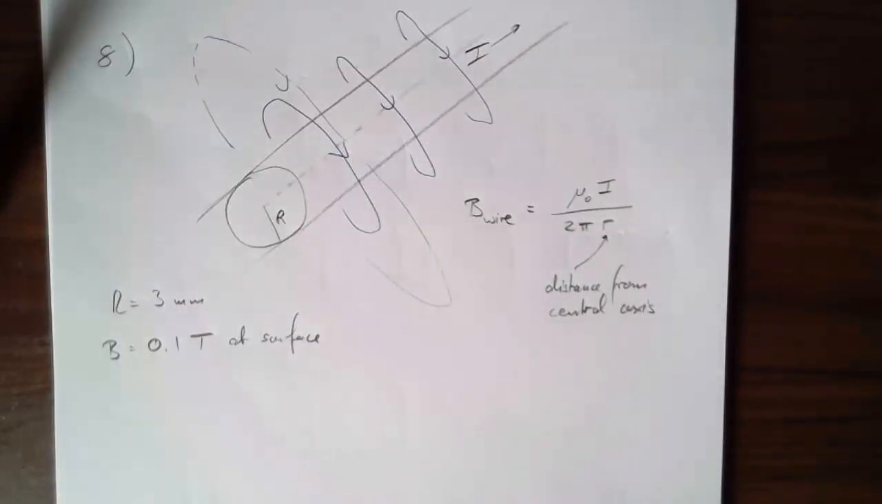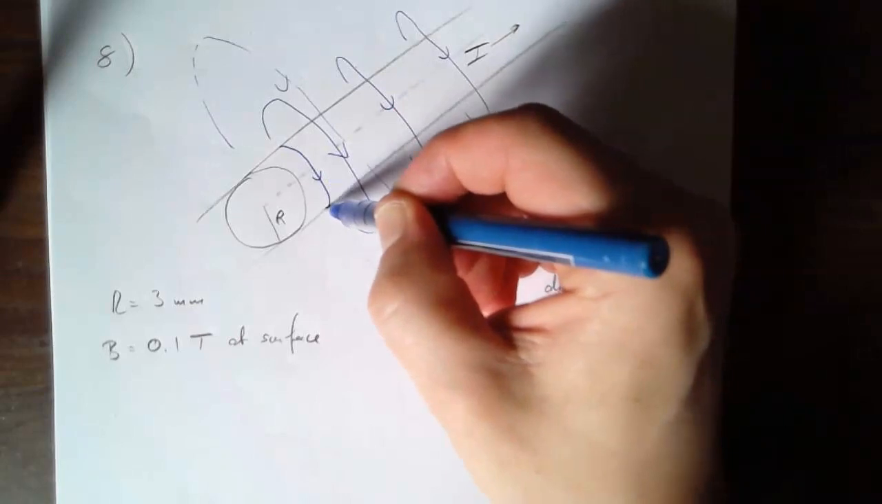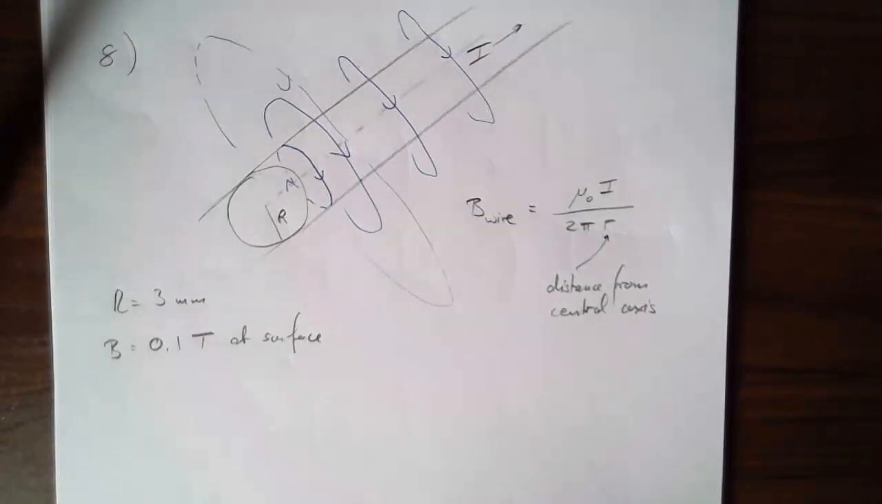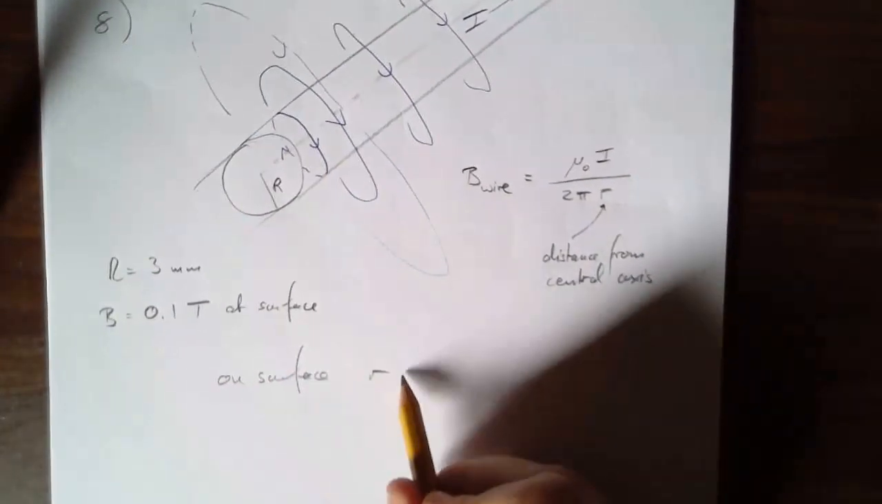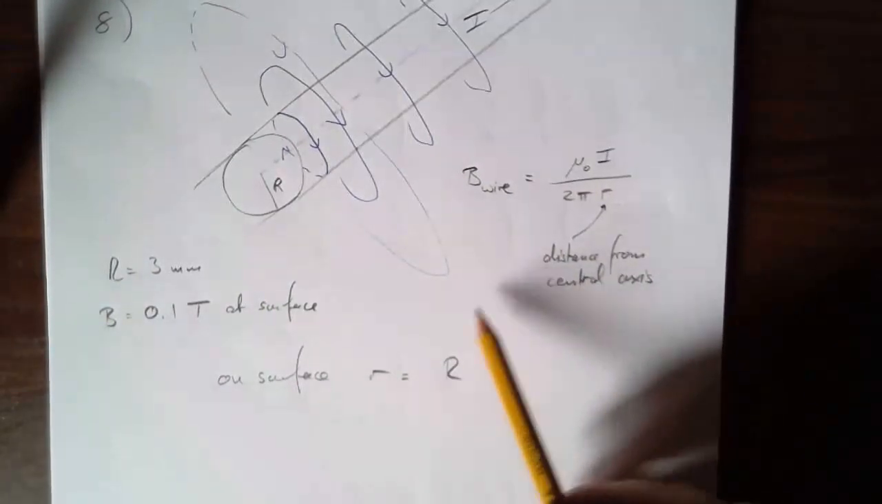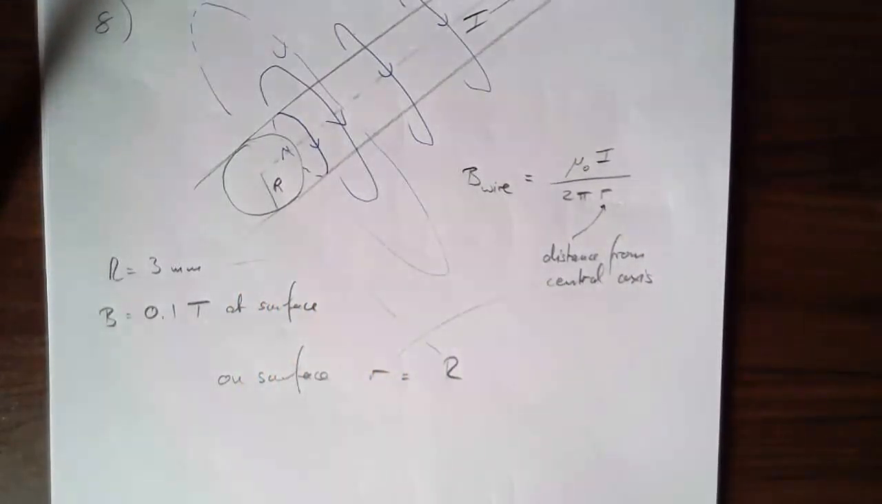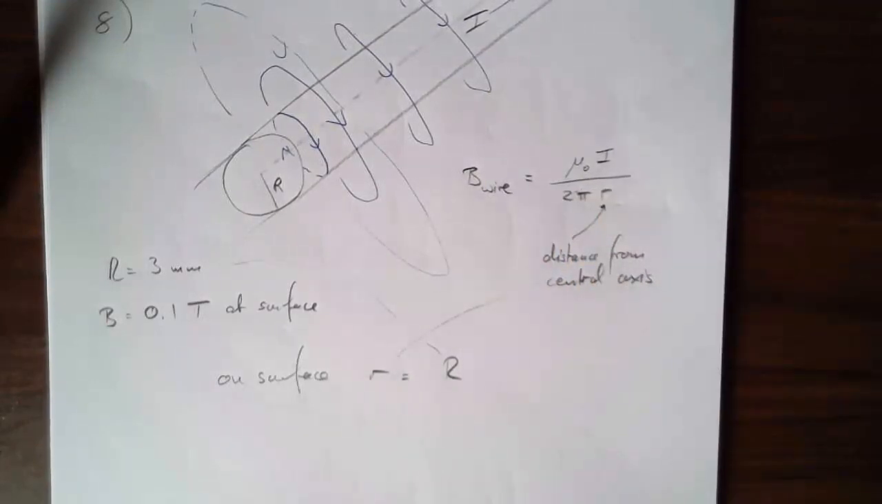So if you're right on the surface, though, you're still outside the wire. All the current is still inside the loop, right? So this loop, right on the surface, I will draw it like this. In that case, the distance from the central axis is just the radius of the wire. So you just plug it in from there, and that's all you need, right?